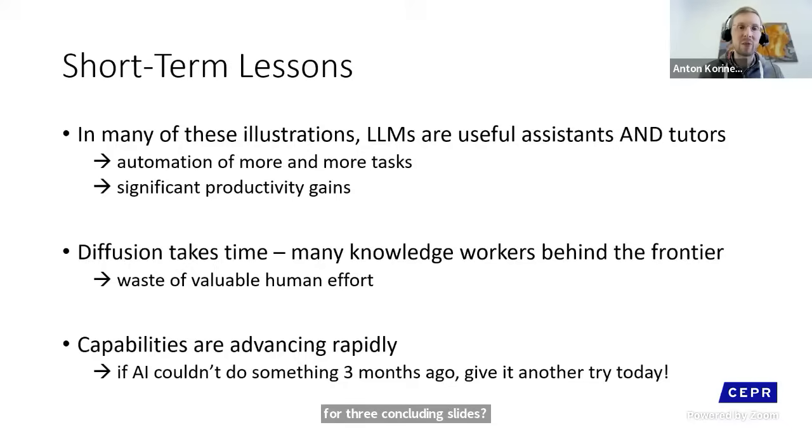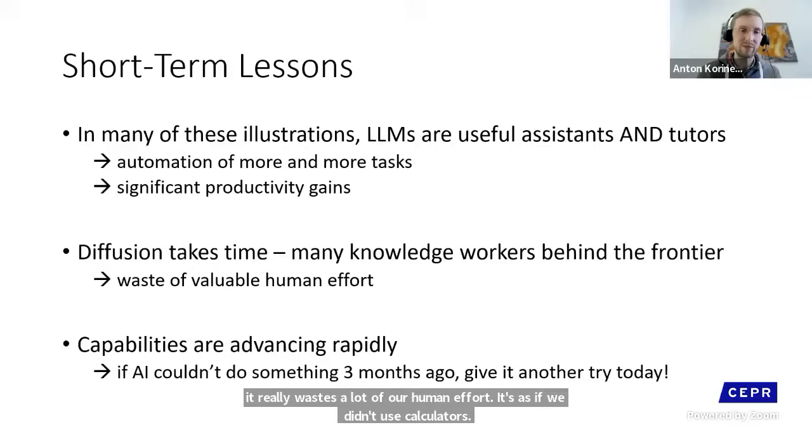These large language models are increasingly becoming useful assistants and tutors that allow us to automate more and more tasks and make our research more productive. However, a lot of people are not using them. The diffusion of these tools is taking time, and I think it really wastes a lot of our human effort. It's as if we didn't use calculators, even though they have already been developed and we have access to them.